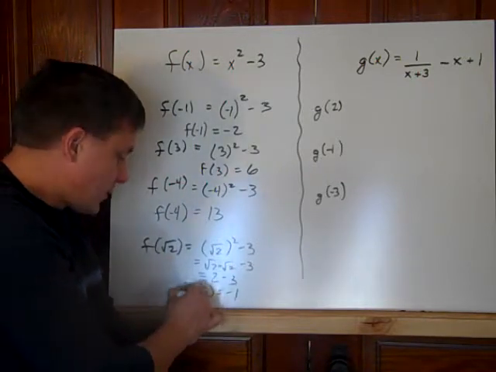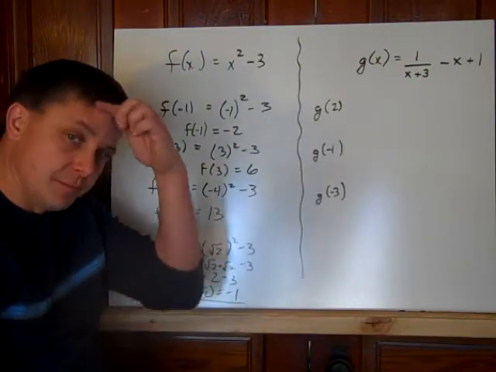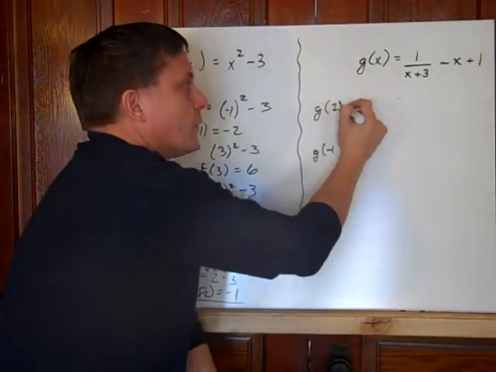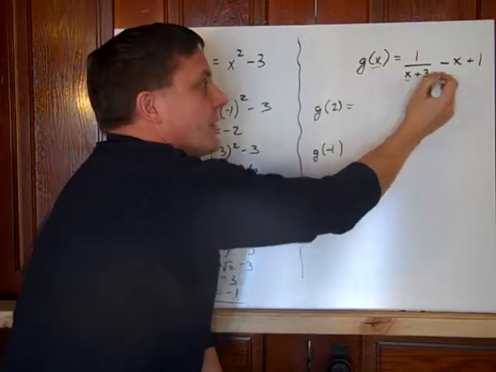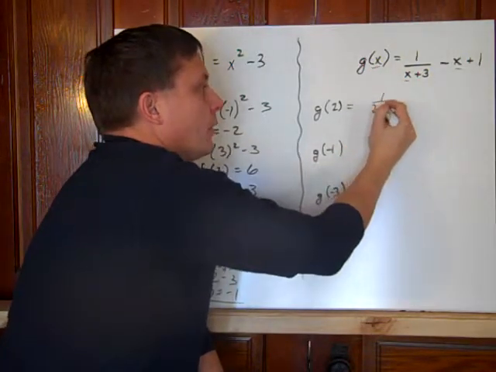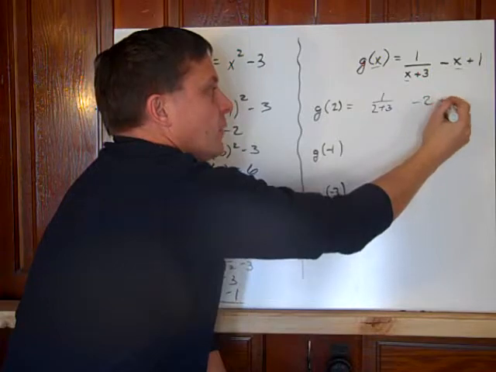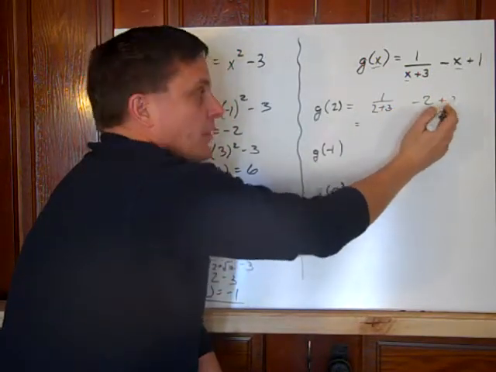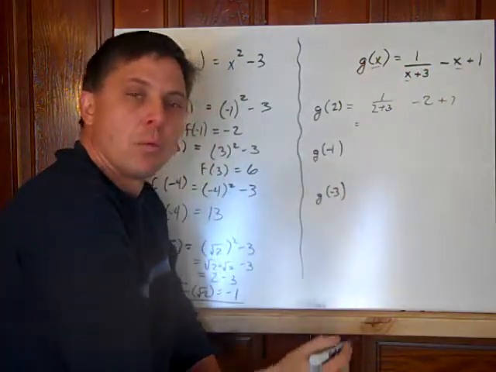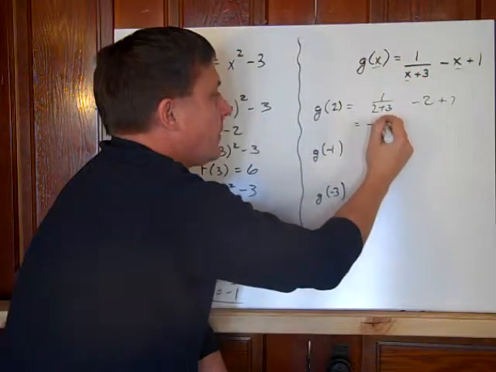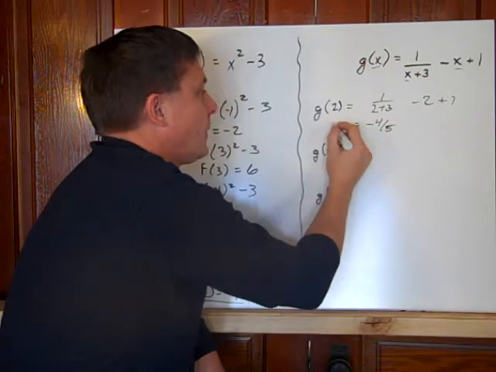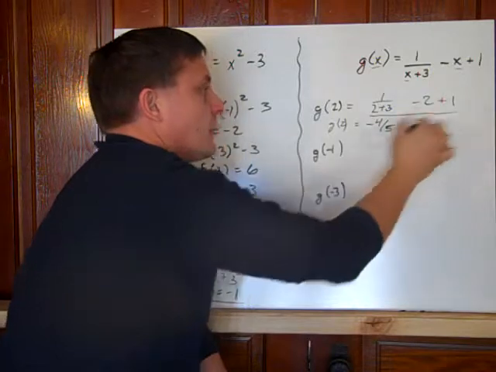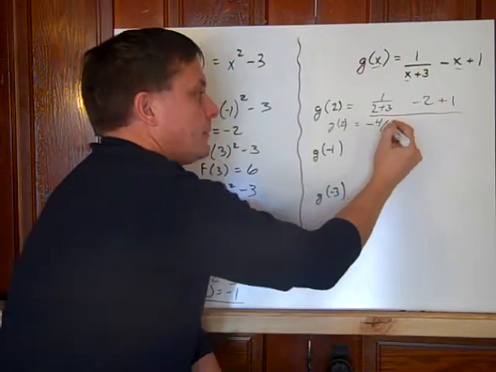And again, every time I do this, I have a function notation. Over here, same thing, g of 2. Okay, replace all the x's with 2. 1 over 2 plus 3 minus 2 plus 1. That's 1/5 minus 2 plus 1, so I get 1/5 minus 1, negative 4/5. And again, that's g of 2. All the calculations over here resulted in negative 4/5.